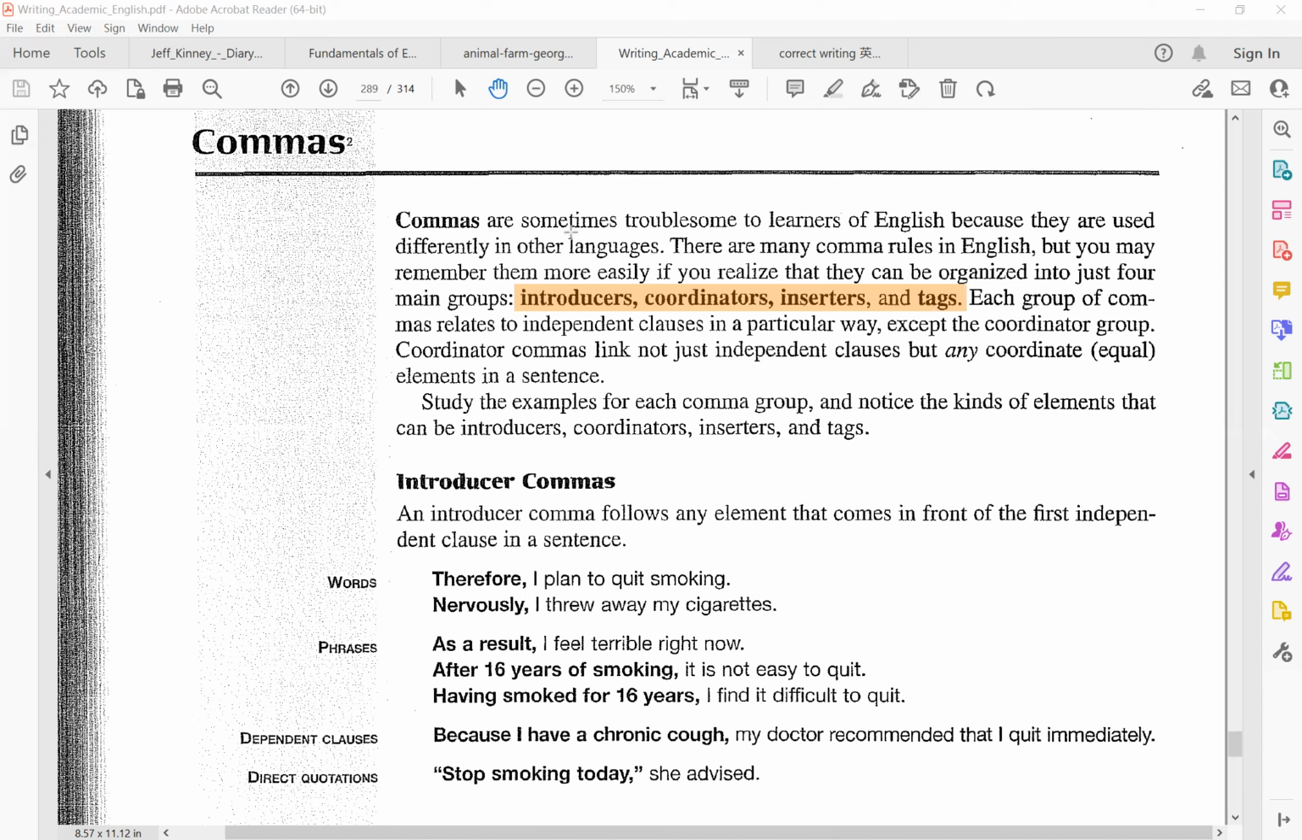So what is an introducer comma? It is a comma that follows any element that comes in front of the first independent clause.